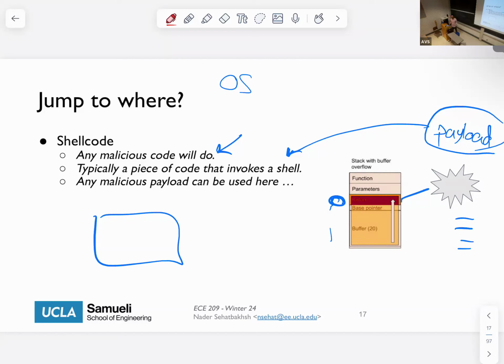The good thing about a shell is that it's the mother of all these other attacks, because once you have the shell, you can run any arbitrary binary file, right? So that's the main motivation for opening a shell, but nothing prevents you from running any arbitrary code that you want instead of having a shell.